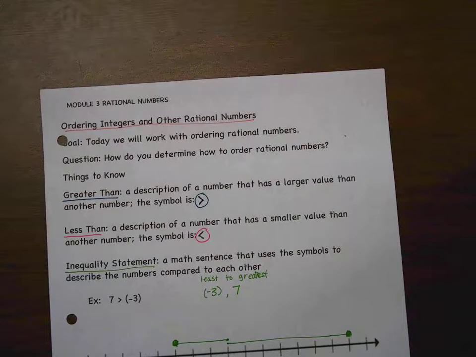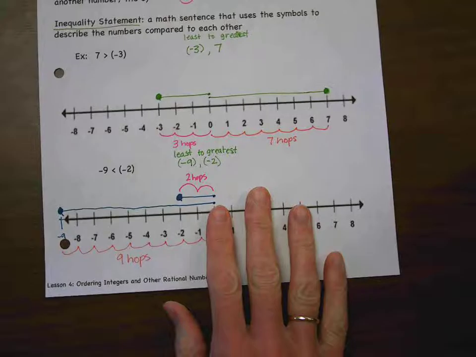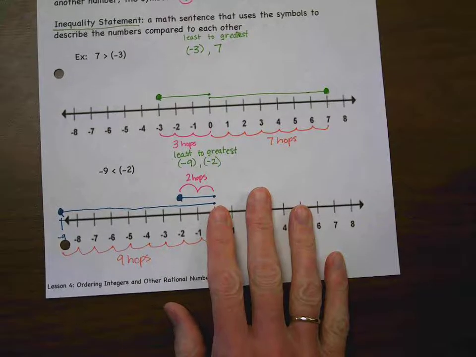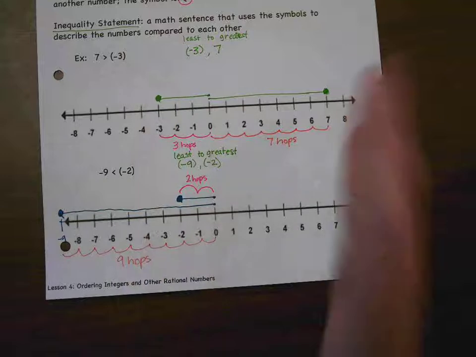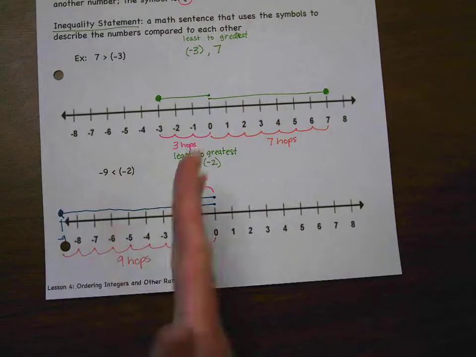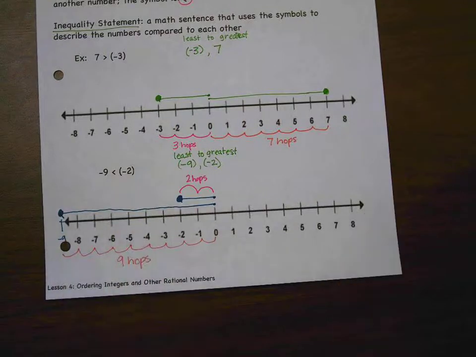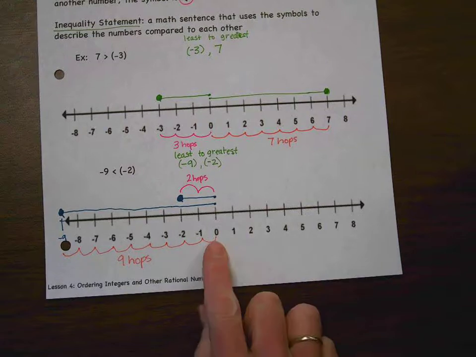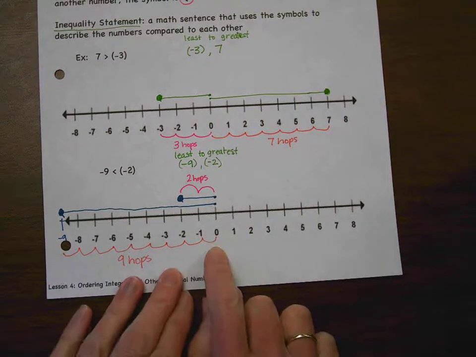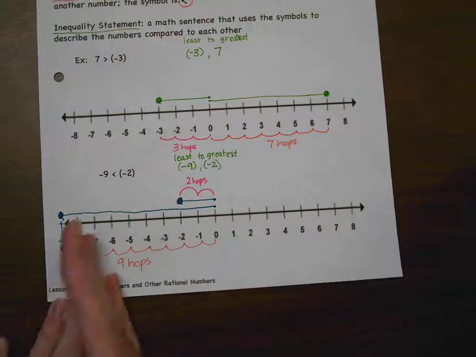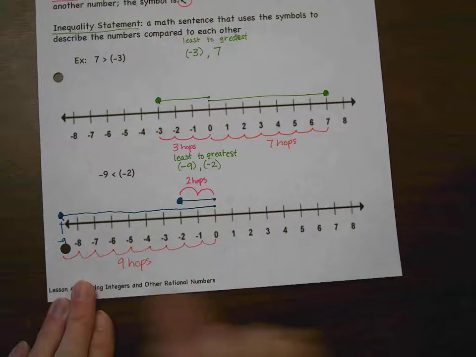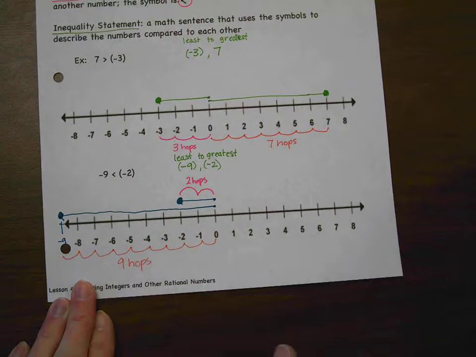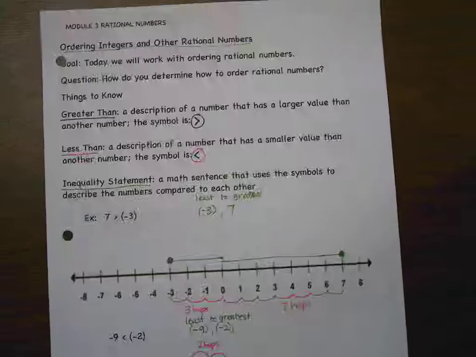Okay? How do you determine how to order rational numbers? For me, the best way to do that is by putting them on the number line and seeing where they are. Okay? And then once you can visually see where they sit, that will tell you the order they go from least to greatest, remembering that 0 is the midpoint that has no value. And so you're trying to orient the numbers according to where they sit relative to 0.